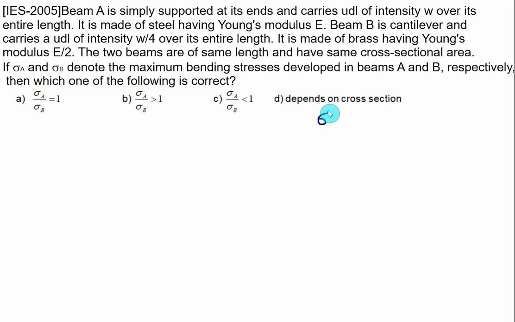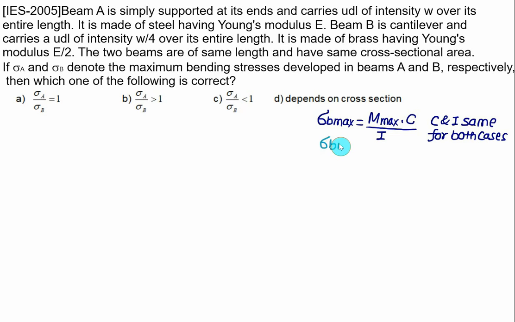We know that the maximum bending stress, sigma maximum, is equal to the maximum bending moment M multiplied by C, the distance of the top or bottom fiber, whichever is maximum, divided by the moment of inertia I. Now C and I are the same for both cases. It means that sigma maximum is proportional to the maximum bending moment. So you have to just find the maximum bending moment in the first case and the second case.